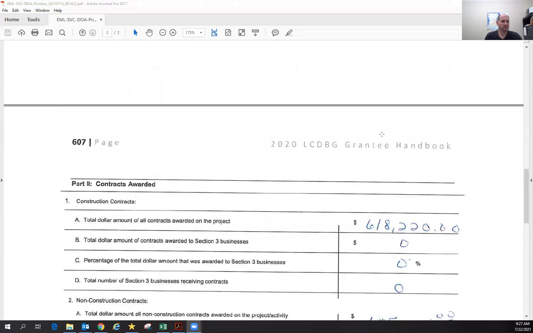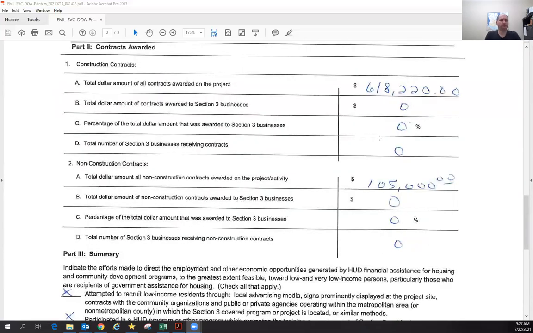Once again, for our purposes, we're going to assume that there were no Section 3 businesses utilized, and this will be the case for most of the time because most of your contractors are going to be coming from out of the parish anyway, and most of the time they have a crew already, and there are very few Section 3 businesses that do this type of work. However, if you do have one, you would then put your numbers accordingly in B, C, and D for both parts.